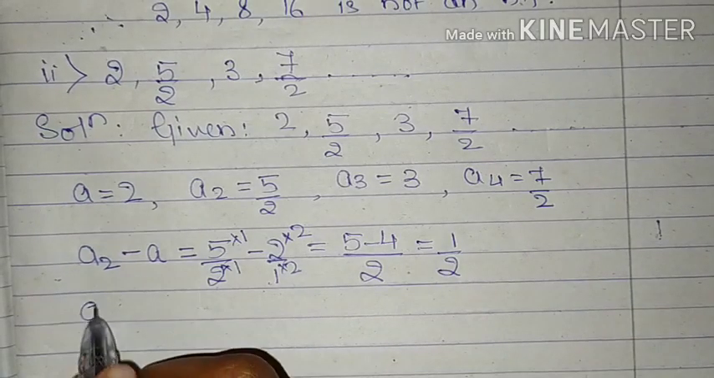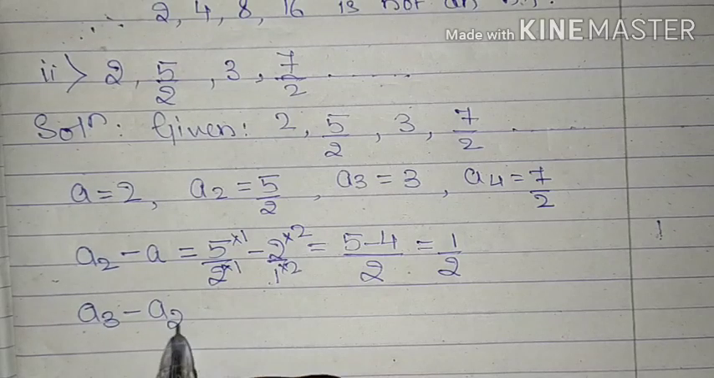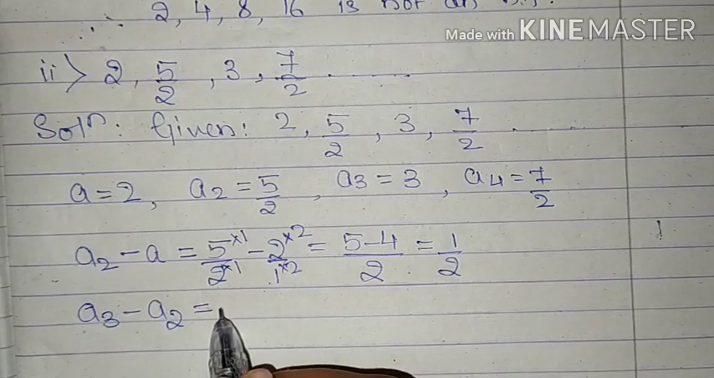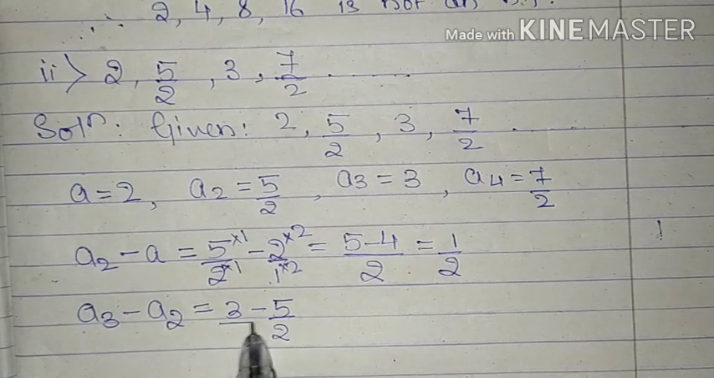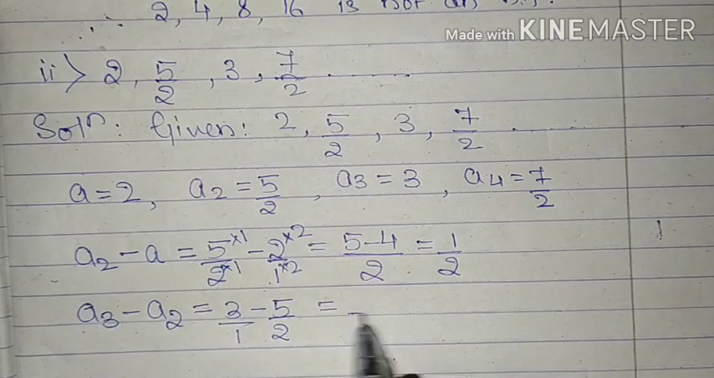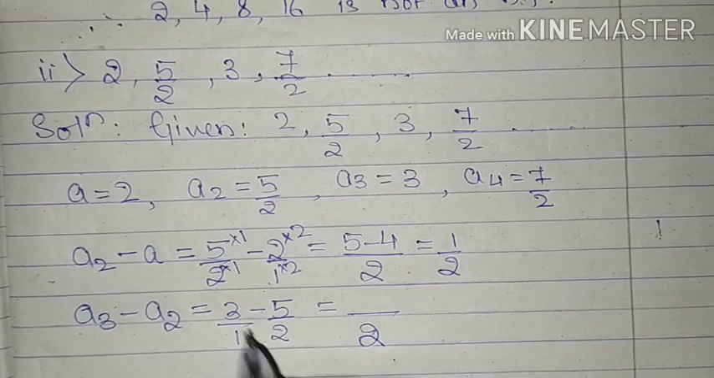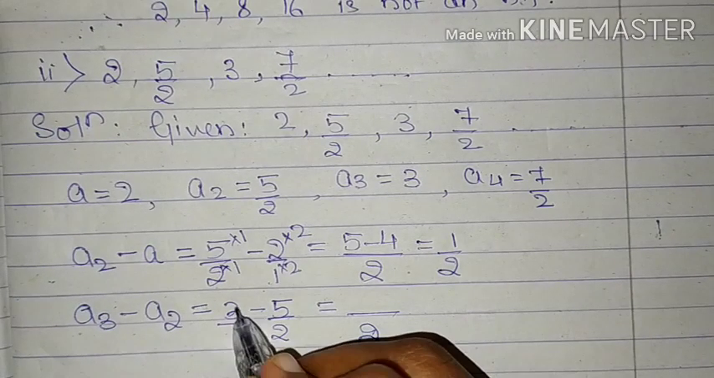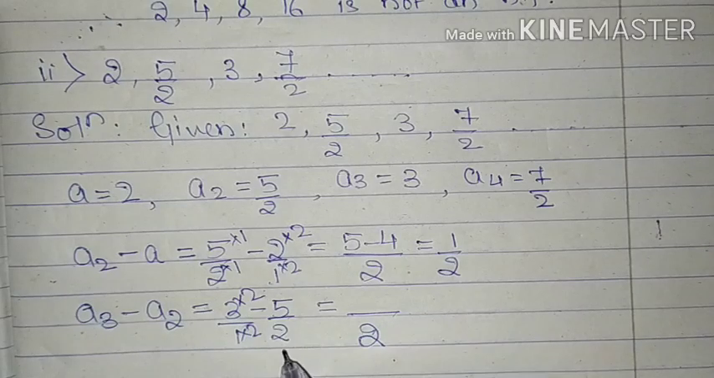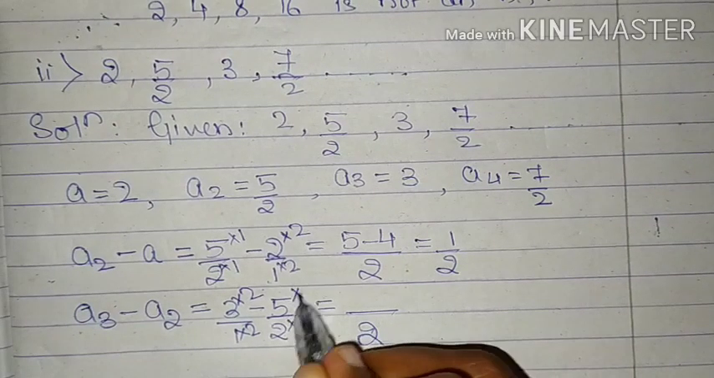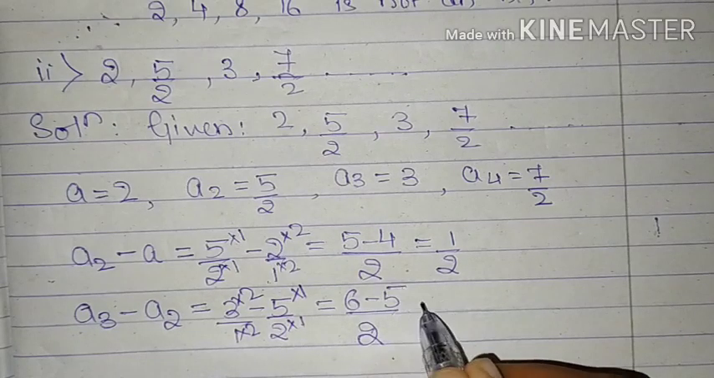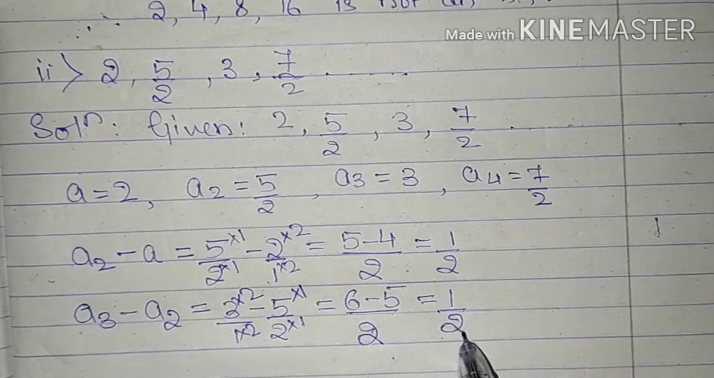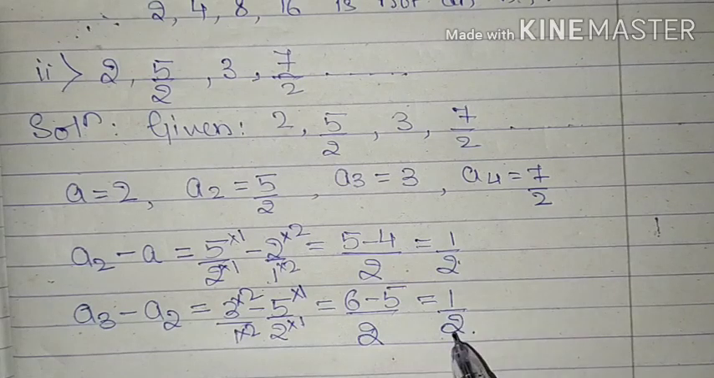Now the difference between the next two terms, a3 minus a2, which is equal to 3 minus 5/2. Once again, the denominators are 1 and 2, so the LCM is 2. So 1 into 2 gives 2, so multiply by 2. 2 into 1 gives 2, so multiply by 1. 3 2s are 6 minus 5, 6 minus 5 is 1/2. Now see here, the difference between the first two terms is half, and the next two terms is half.